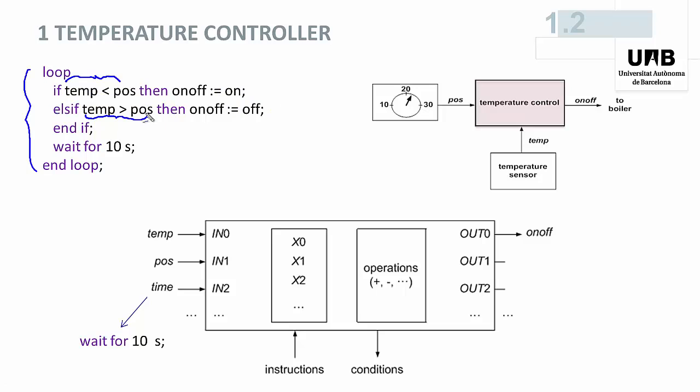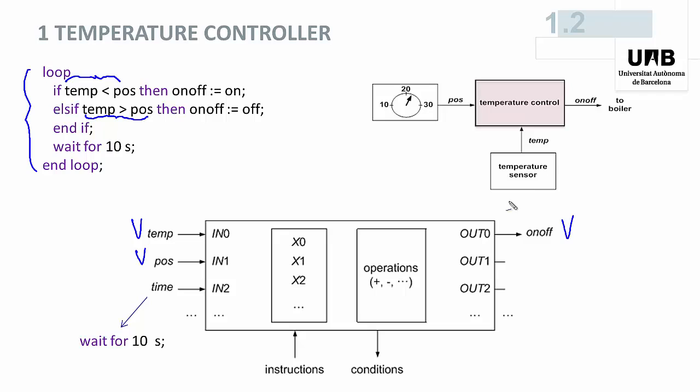To implement this algorithm, we will use our generic system. The measured temperature is read from input port 0. The selector position is read from input port 1. The on-off output is available at output port 0.